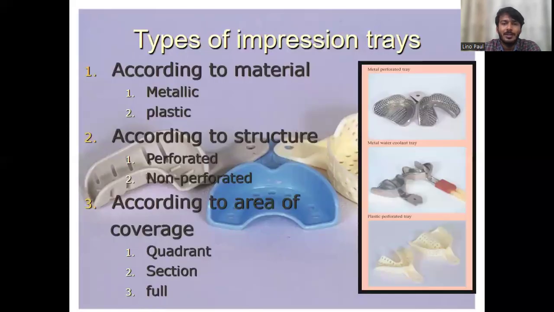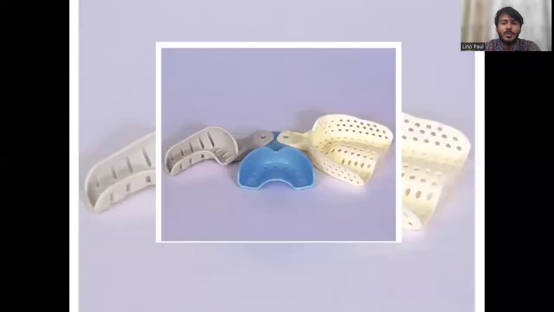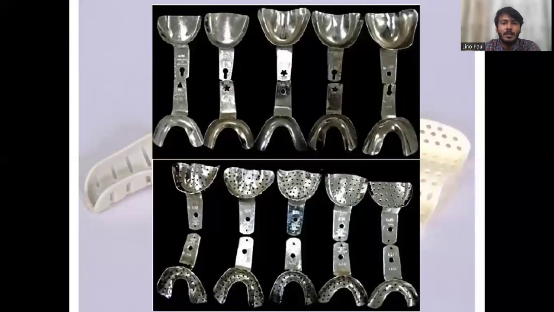Just like that, the trays can be classified into three. According to the material, they can be metallic or plastic. According to structure, they can be perforated or non-perforated. And according to the area of coverage, they can be quadrant, sectional, or full trays. So these are the quadrant, sectional, or the full trays. And here you can see the stainless steel or metallic, perforated, and non-perforated trays. The perforated tray is the one that you see at the bottom.